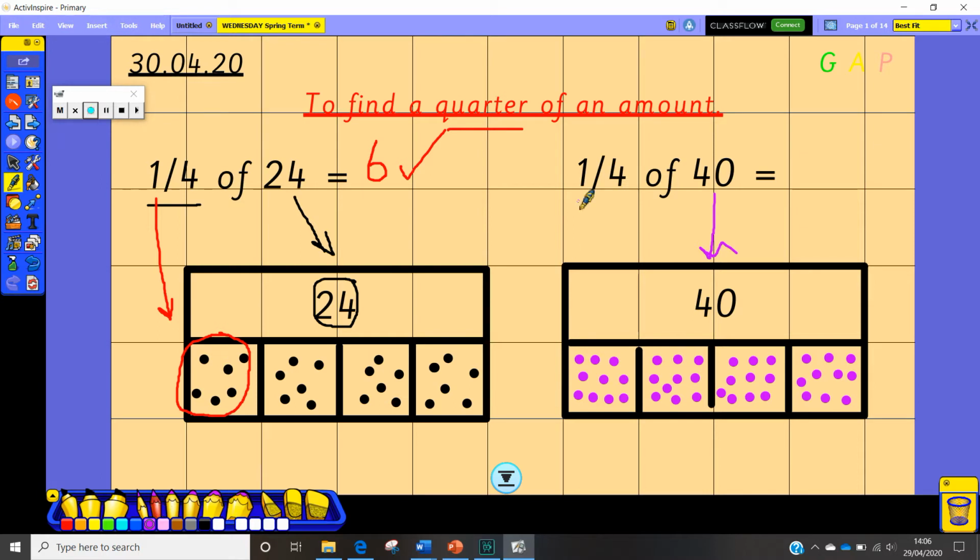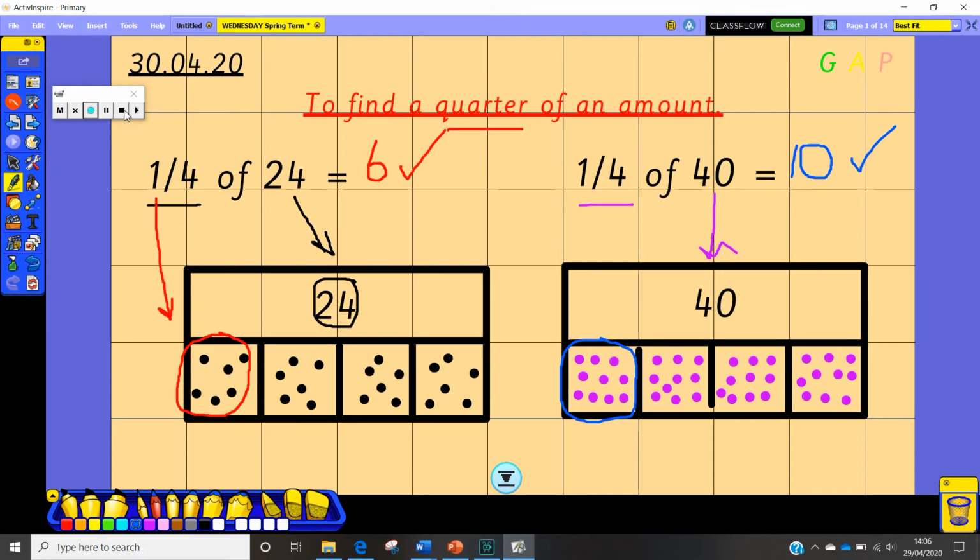Okay, so it's asking for 1/4 of 40. So I'm going to circle my 1/4 of 40, which is here. Again, as I mentioned the other day, it doesn't matter if you circle the first box or the last box, they should all be equal. So how many have we got in here? 1, 2, 3, 4, 5, 6, 7, 8, 9 and 10. So my answer to that question is 10. Well done, everybody. Give yourself a big tick.